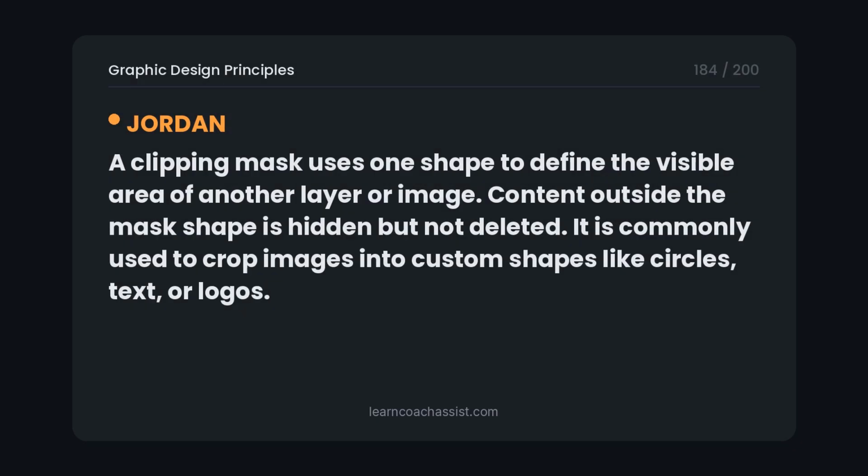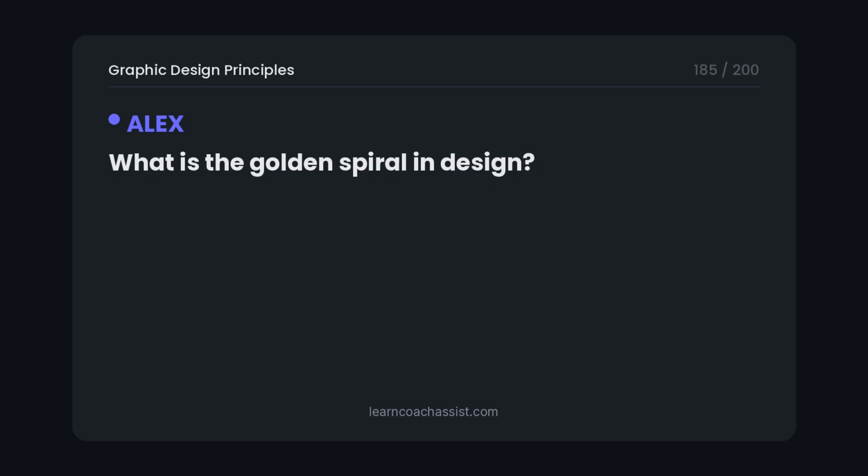A clipping mask uses one shape to define the visible area of another layer or image. Content outside the mask shape is hidden but not deleted. It is commonly used to crop images into custom shapes like circles, text, or logos. What is the golden spiral in design?